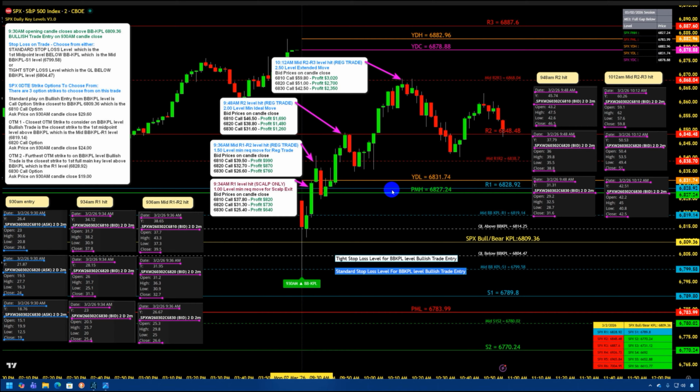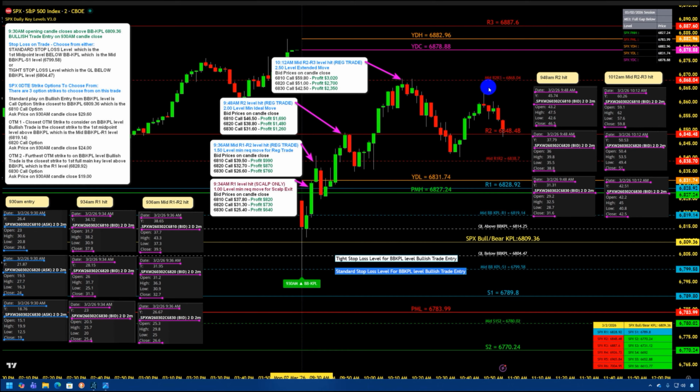Okay, so here are the trades of the session. Again, as we went over, we have the 9:30 a.m. opening candle with this long wick, and it closes above the bull bear key price level for today, given by the indicator, which is 6809.36. So this is your bullish entry signal off of the 9:30 a.m. opening candle close. Your tight stop loss level for this trade, on bullish trades with this indicator, is the QL below the level that you're taking the trade from. In this case, we're taking the trade from the BBKPL level.